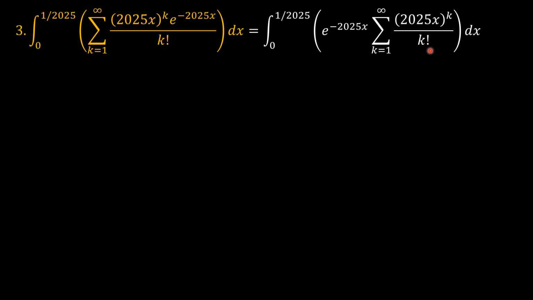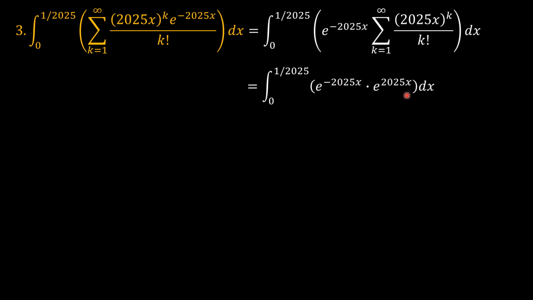The definition of e to the power x is a summation from k equals 0 to k tending to infinity of x to the power k over k factorial. So our expression here now becomes the integral from x equals 0 to x equals 1 over 2025 of e to the power negative 25x times e to the power 2025x.